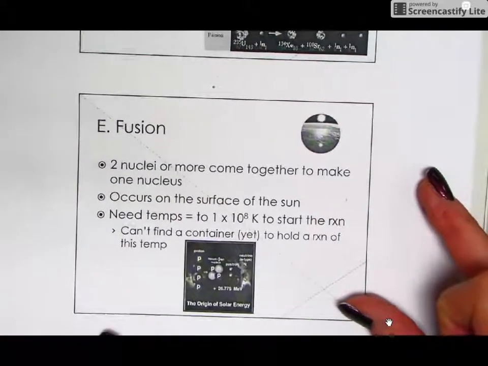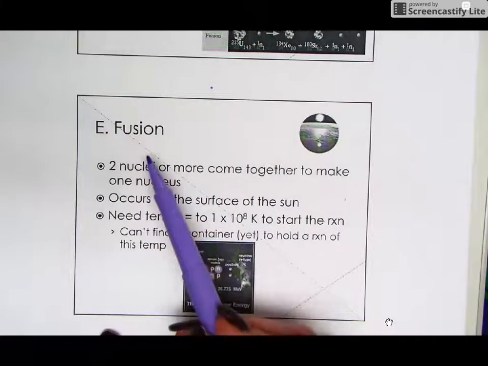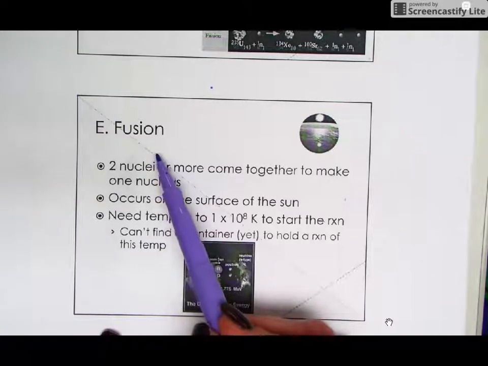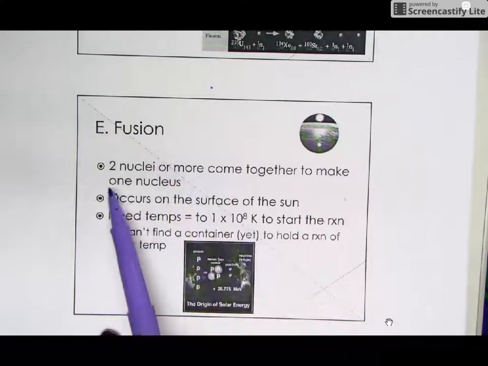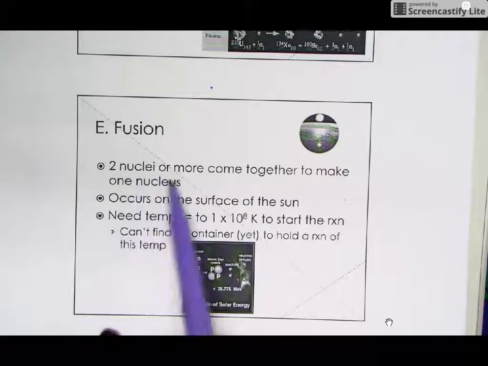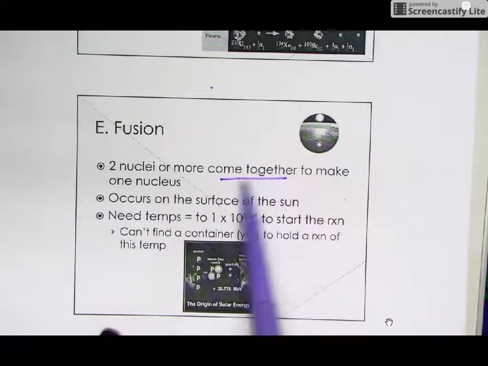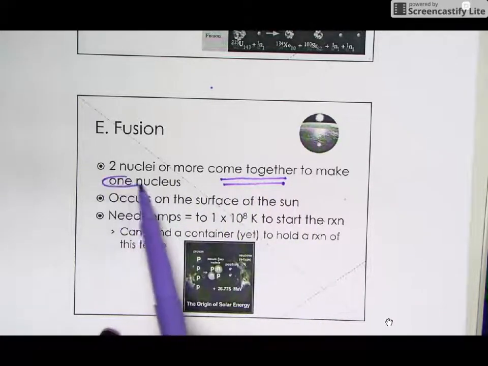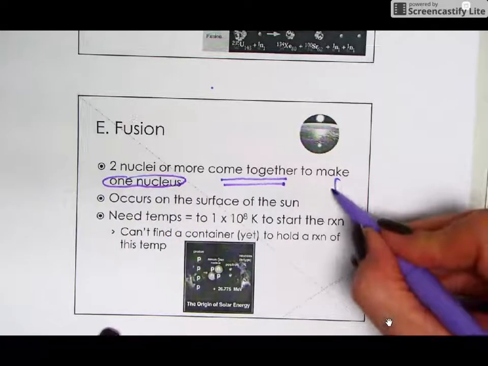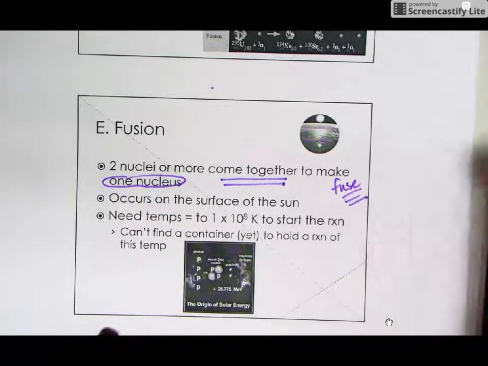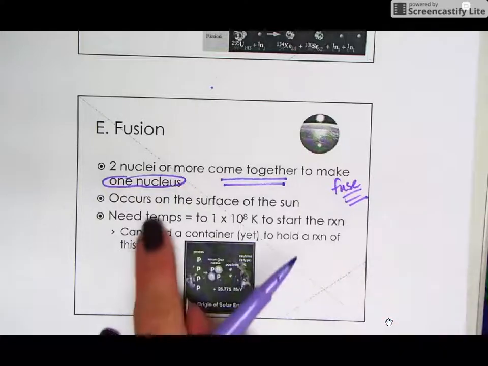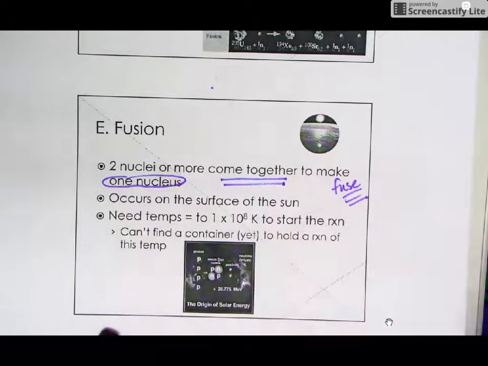The next type of nuclear reaction is a fusion reaction. It's exactly the opposite of a fission reaction. Fusion occurs when 2 nuclei or more come together and they make 1 nucleus. In other words, they fuse together to make 1. This occurs on the surface of the sun.